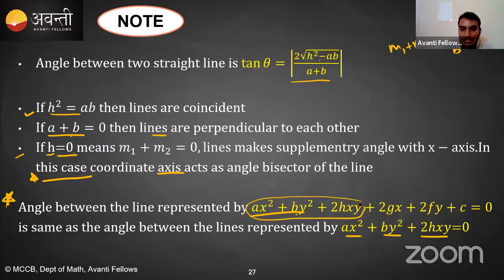Okay, and find the angle between the lines represented by this, which is nothing but 2 times under root of h square minus ab upon a plus b. That is the angle. So the same angle applies to the lines represented by this general equation. What I said, is this clear? If you are given a general equation and asked to find the angle between the lines, just consider the homogeneous part, meaning the degree 2 part, and now you have h, a, b. Then the angle is 2 times under root of h square minus ab upon a plus b.